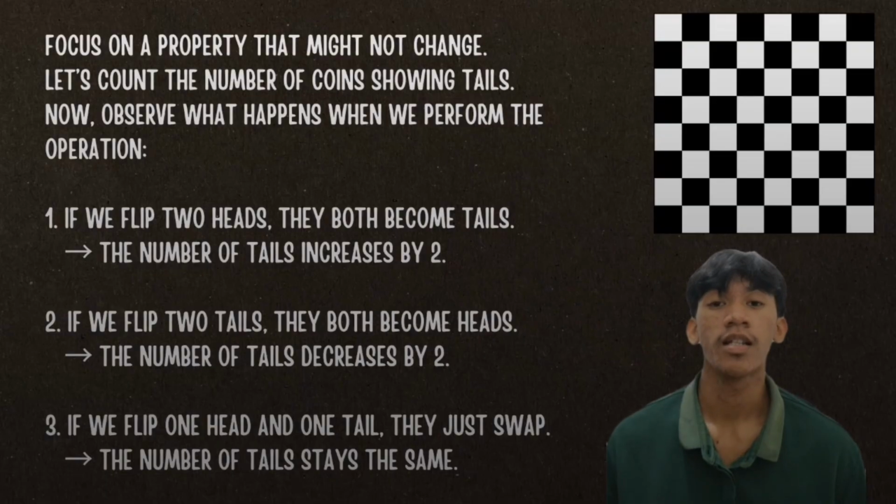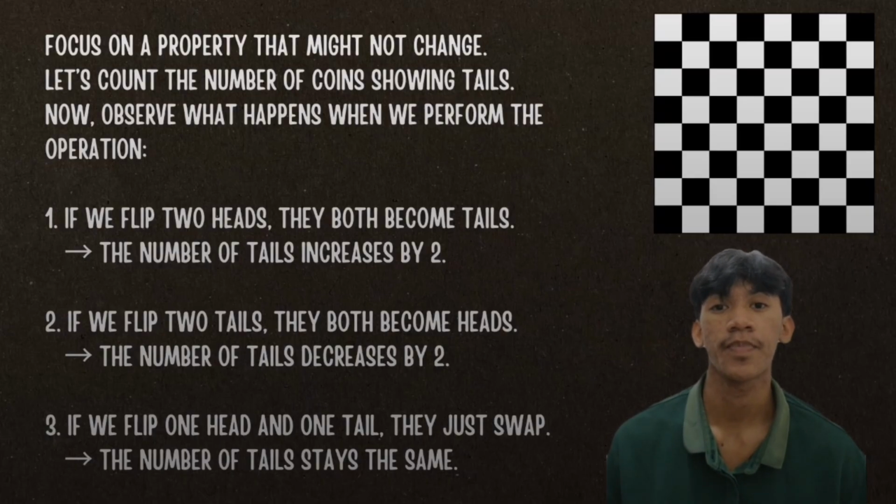To solve this, let's focus on a property that might not change. Let's count the number of coins showing tails. Now, observe what happens when we perform the operation. If we flip two heads, they both become tails. The number of tails increases by 2. And if we flip two tails, they both become heads. Therefore, the number of tails decreases by 2. And if we flip one head and one tail, they just swap. The number of tails stays the same.